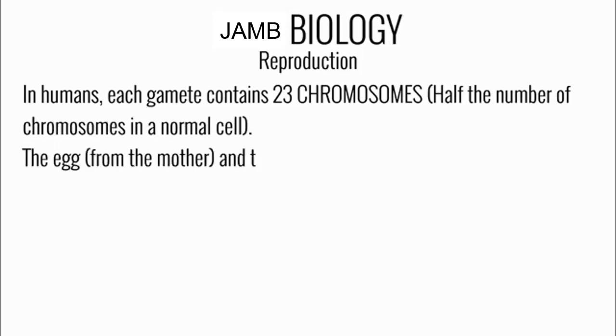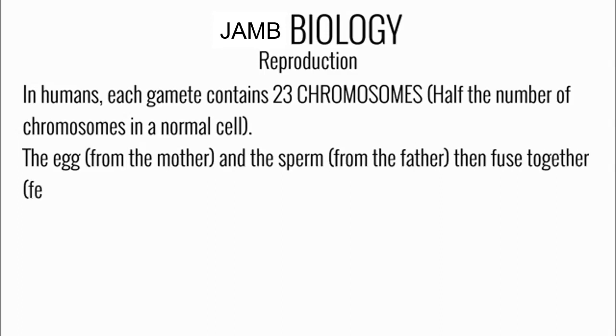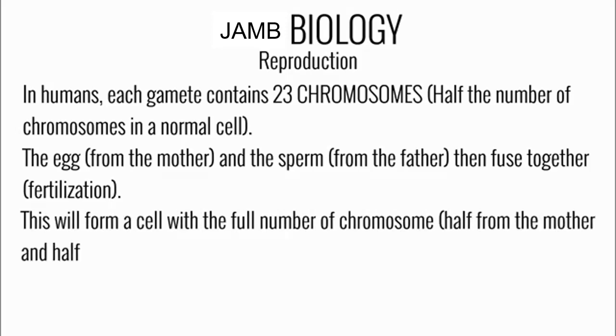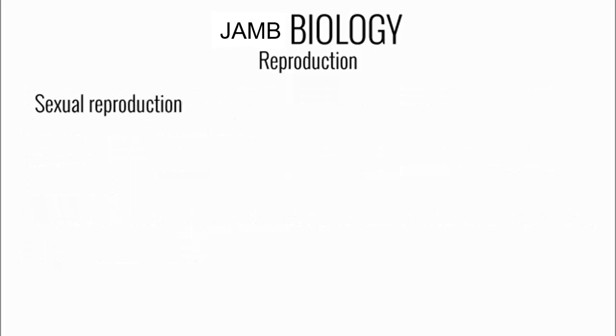So the egg from the mother and the sperm from the father then fuse together. That process is fertilization. And this will form a cell with the full number of chromosomes. That's the half from the mother and then the half from the father. So sexual reproduction involves the fusion of male and female gametes.